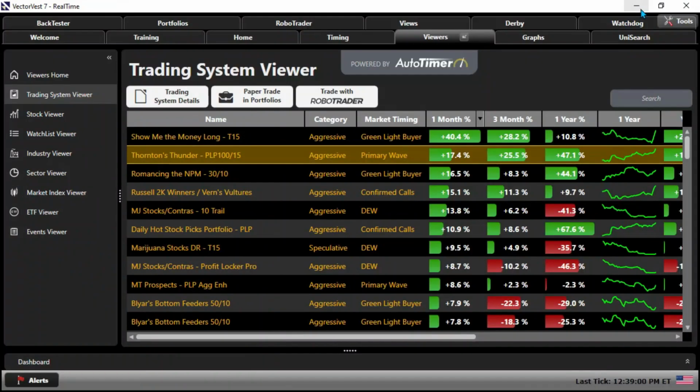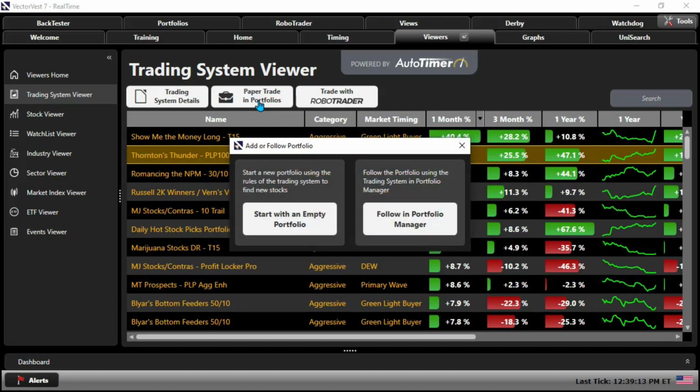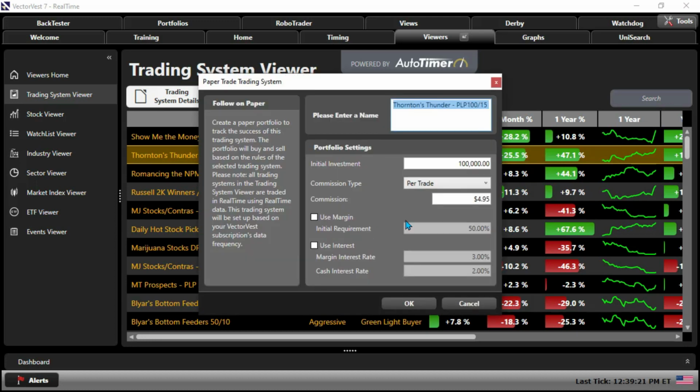Now, let's do this. After you've done that, you've got your trading system details. Let's click on Paper Trade in Portfolios. Now, I'm going to show you a tip and a trick right here. Going to do that. We're going to start with an empty portfolio, or we can continue right where the stocks are right now. Let's start with an empty portfolio, and I'm going to call this SOTW test.